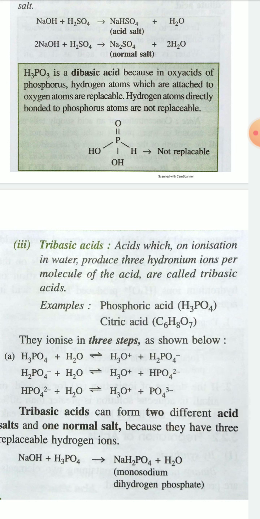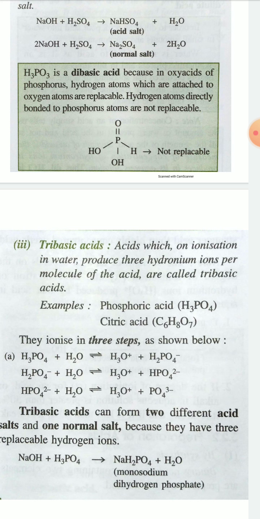Tribasic acids ionize in three steps. In the first step, they produce one hydronium ion. In the second step, again one hydronium ion. In the third step, they produce another hydronium ion. They ionize step by step, that is, they release one hydronium ion in one step.